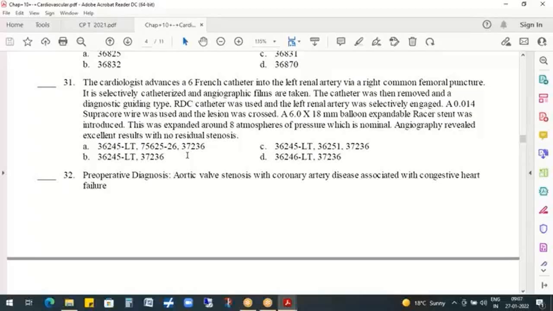37236: Transcatheter placement of an intravascular stent for occlusive disease, cervical carotid, extracranial vertebral or intrathoracic carotid, intracranial or coronary, open or percutaneous, including radiological supervision and interpretation and including all angioplasty within the same vessel when performed, initial artery. Okay. Then you can see the code description, or you can see the question.